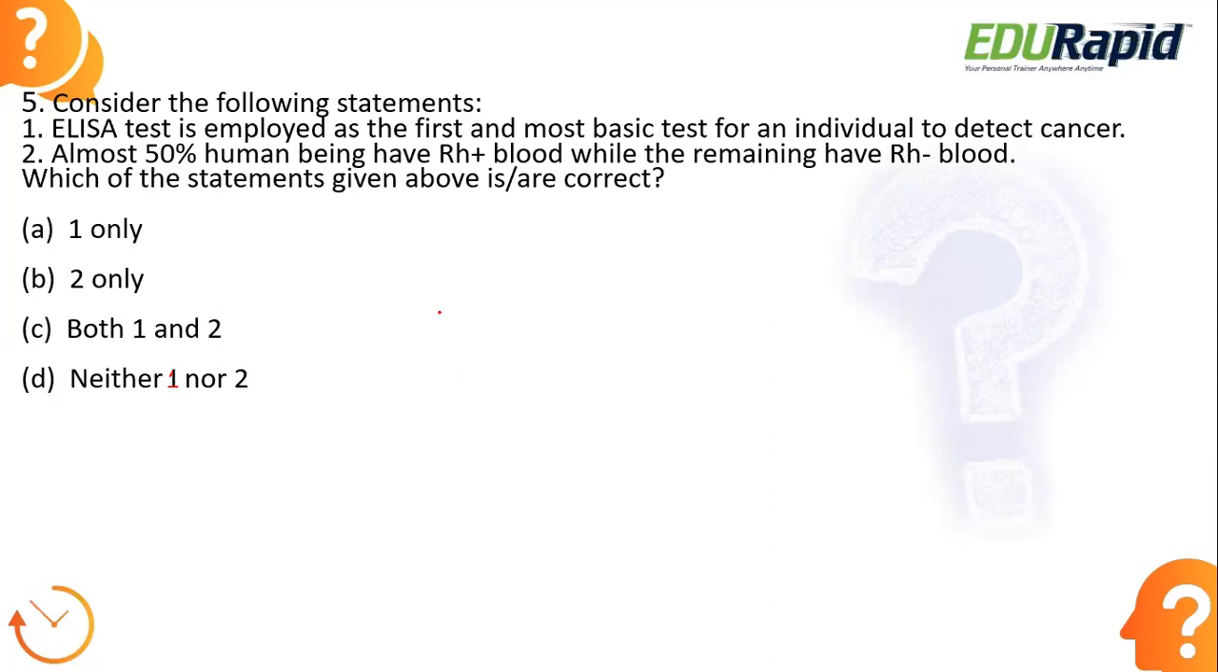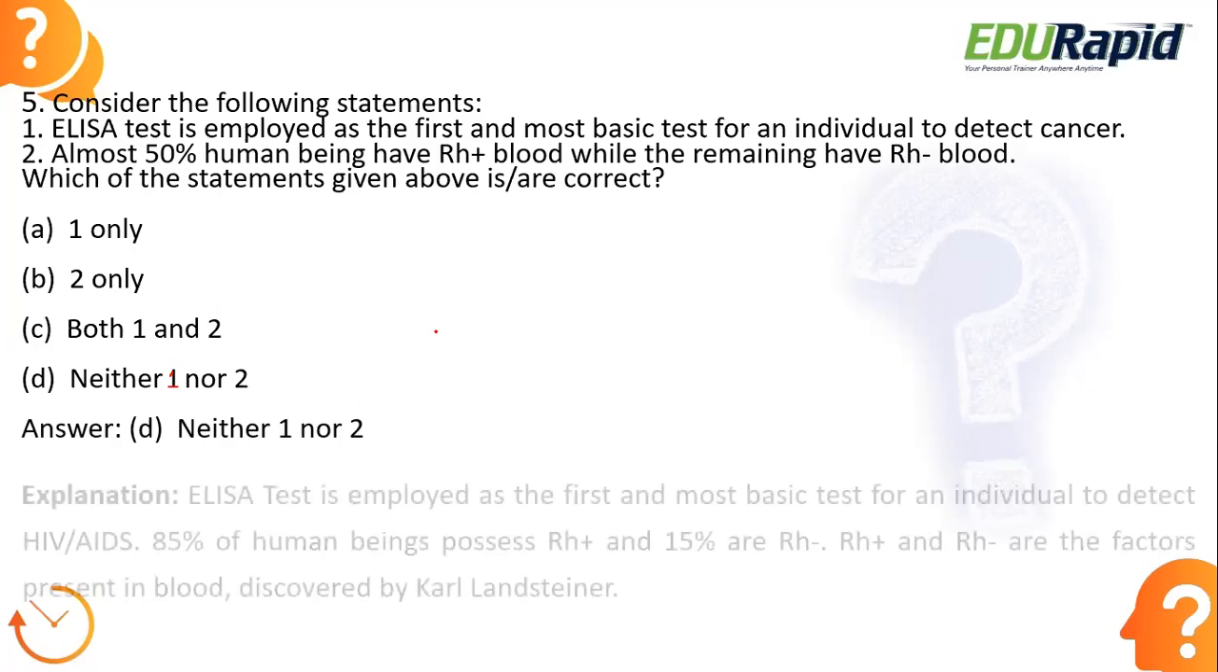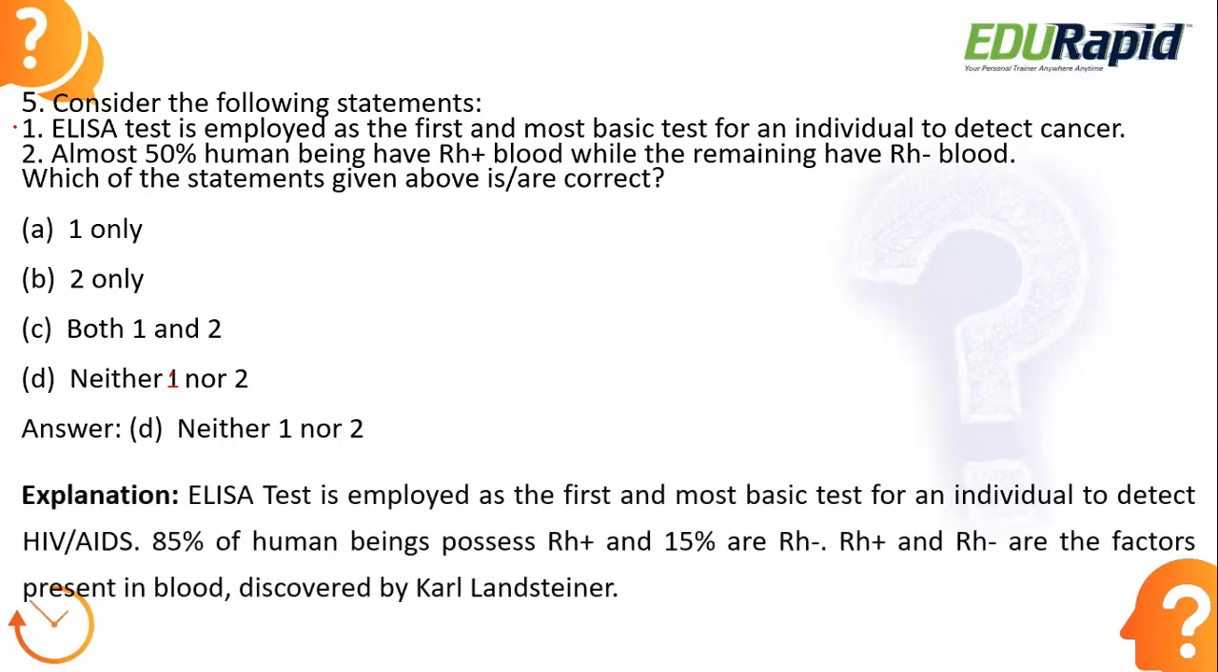Okay, now let us know about the right answer here. The right answer is option D, neither 1 nor 2. So both of the statements that we have here are not correct. Looking at the first statement, the ELISA test is the one which is carried out to detect HIV or the AIDS which is present in an individual.